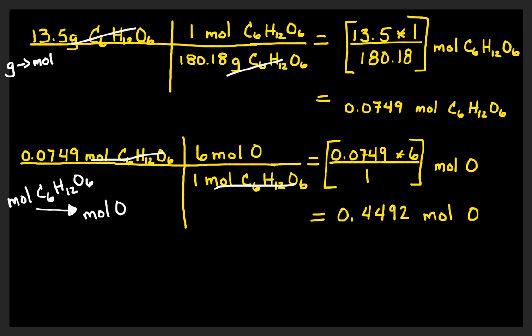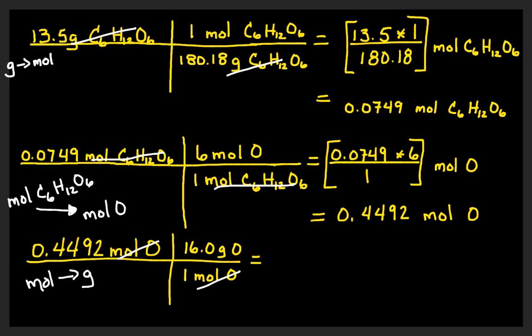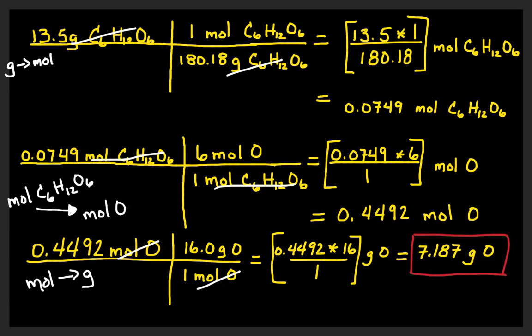Now that I have moles of oxygen, I can convert the moles of oxygen to grams of oxygen. We had the molar mass earlier that tells me that I have 16 grams of oxygen per mole. So I put the grams of oxygen on top and the moles of oxygen on the bottom, so that I can cancel my units and I'm only left with grams of oxygen. My answer is 7.187 grams of oxygen, or 7.19 grams of oxygen, depending on where you want to do your rounding.